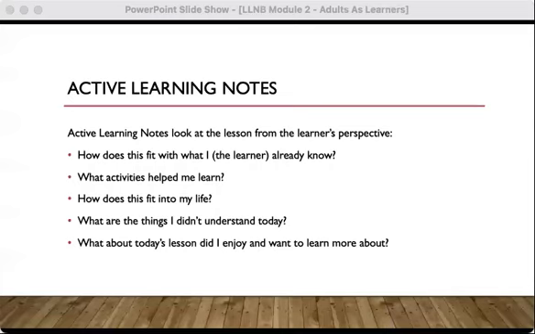Active learning notes. These look at the lesson from the learner's perspective. So at the end of a lesson, you can ask, how does this fit in with what I, the learner, already know? What activities help me learn? How does it fit into my life? What are the things I didn't understand today? What about today's lesson did I enjoy and want to learn more about?